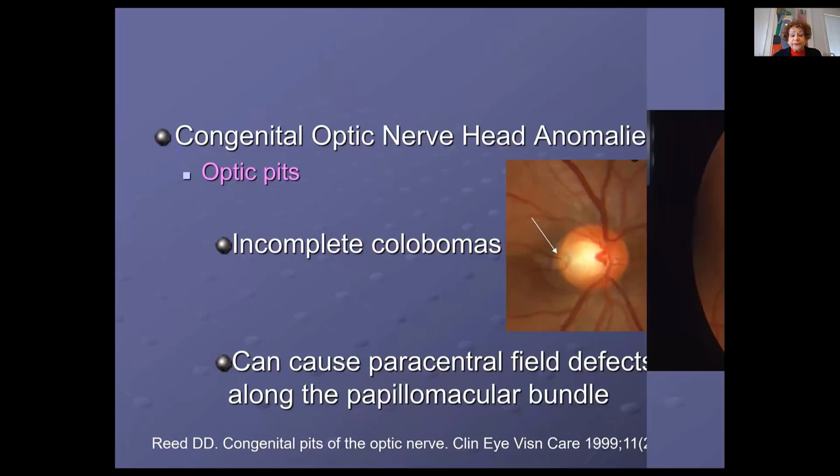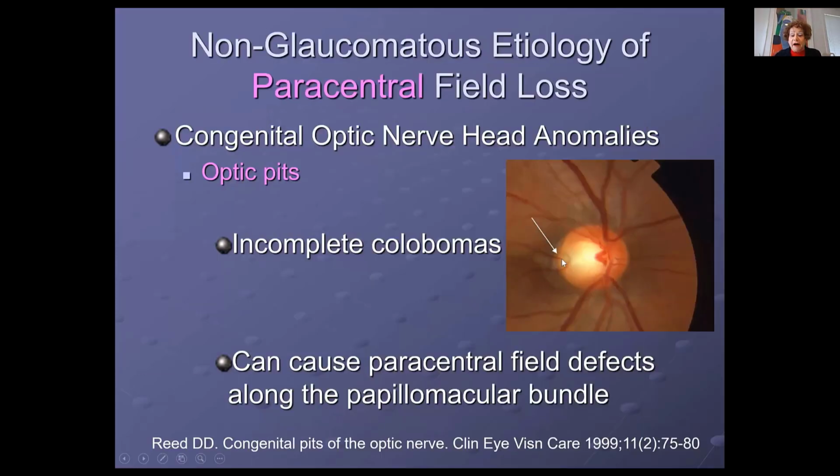What's causing it? This patient has an optic pit, and some of you may have seen it already. But I will tell you that optic pits get missed all the time. We're quickly looking at the nerve. Sometimes they're very light in color and we don't always see them. They are incomplete colobomas, and they are often associated with nerve fiber layer loss in the papillomacular bundle region. So look at the nerve carefully when you're trying to explain a paracentral visual field defect.